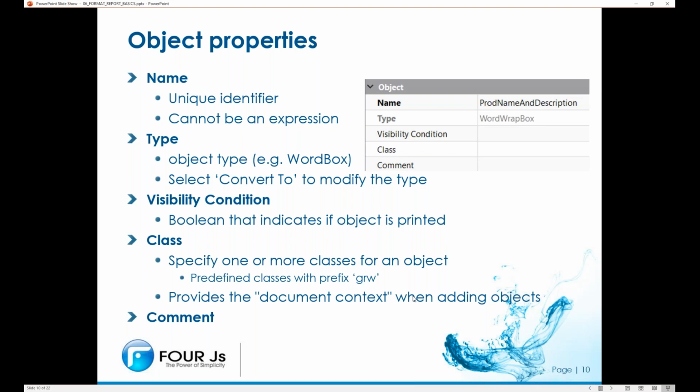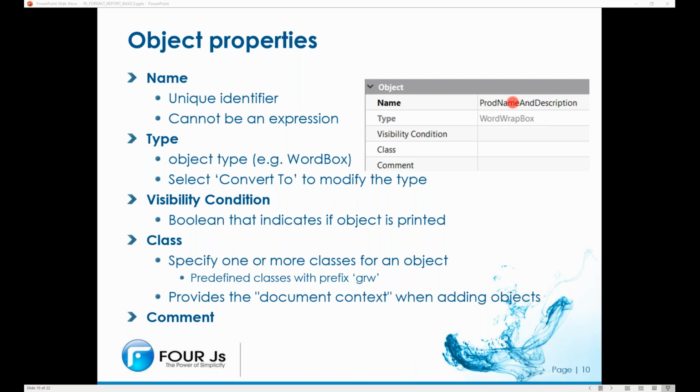So object properties. Whenever you put an object out there, there's 5 properties that are provided for you. The first one is a name property. The name property just has to be a unique identifier. You're typing it in as a string. It cannot be an expression, but it has to be unique.